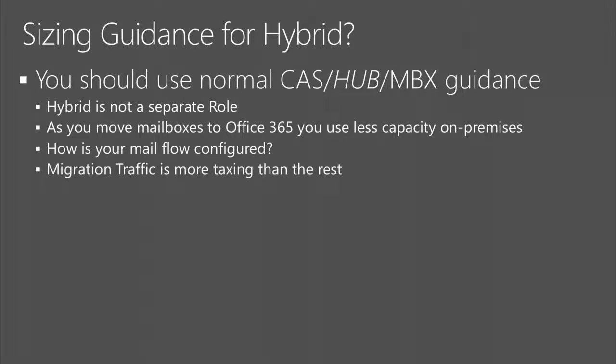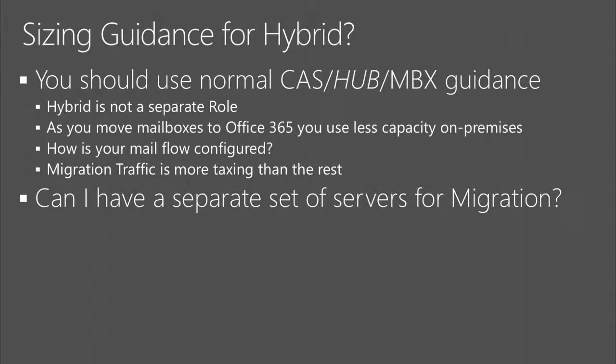Migration traffic is more taxing. If anybody doesn't understand that during a migration it's going to be more taxing, just come to me later. We'll talk. And he'll talk more about that later too, I believe. So, can I have a separate set of servers for migration? Yes, you can have a separate set of servers for migration. So you don't want to mess with your proxying and redirecting and all that stuff. That's why we don't suggest using a separate namespace for auto-discover and client connectivity and FreeBusy and all that stuff. Don't mess with your proxy redirect functionality that you already have configured in Exchange, okay?